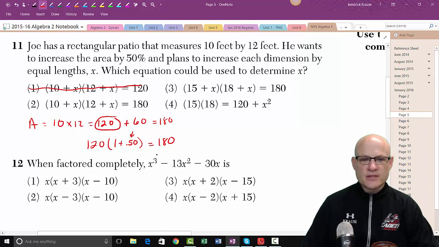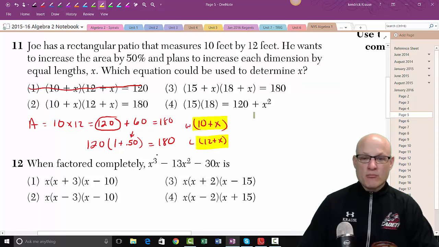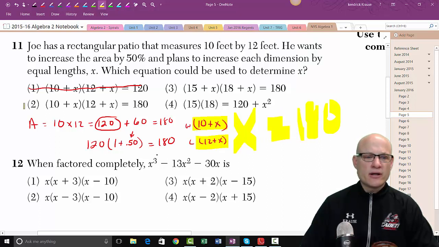Let's say my width is 10, and I want to add x to it. So that's my new width. My length is 12, and I want to add x to it. This is my new width and my new length, and I'm going to multiply those together, and I want it to equal 180. And so the big winner is right here.